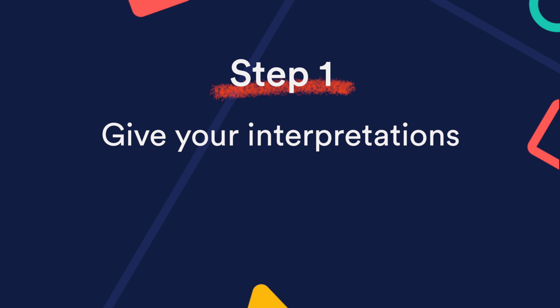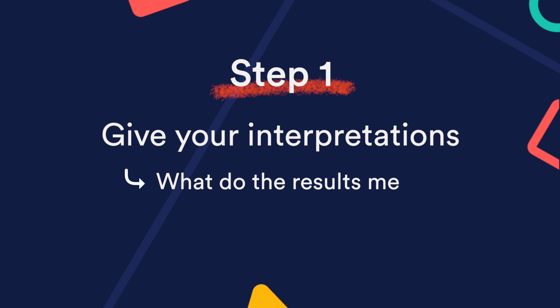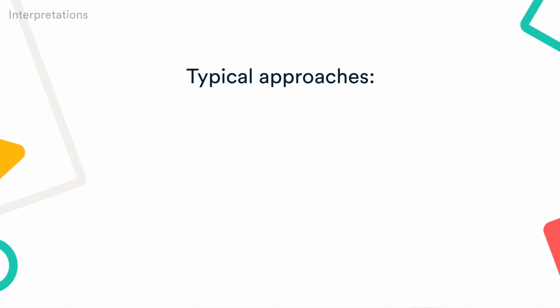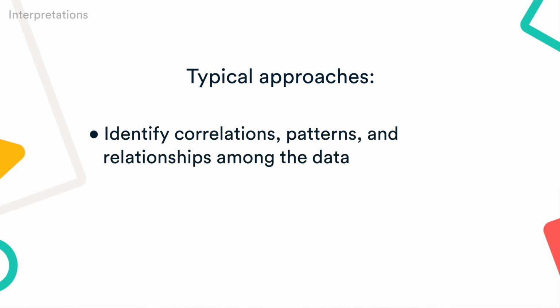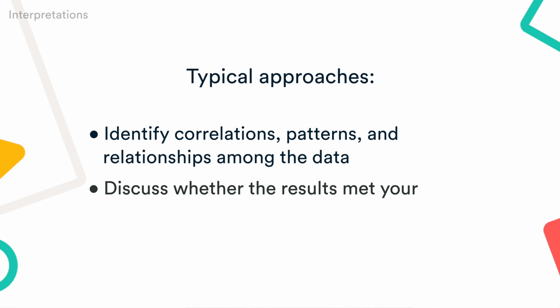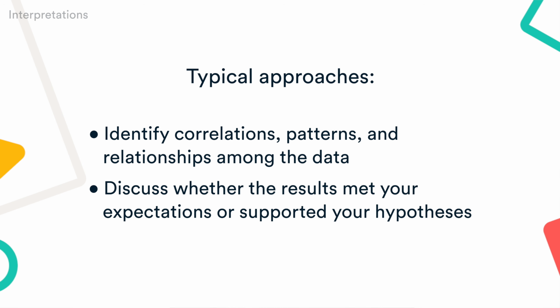First, give your interpretations. In other words, what do the results mean? It's important to spell out their significance for the reader and show exactly how they answer your research questions. Here are some typical approaches to interpreting the data. Identifying the correlations, patterns, and relationships among the data. Discussing whether the results met your expectations or supported your hypotheses.